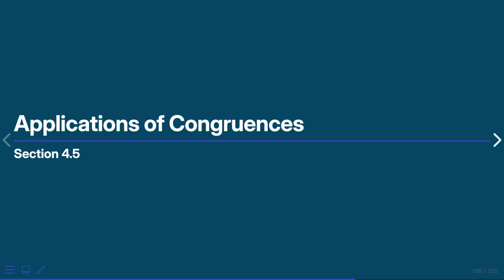Section 4.5, Applications of Congruences. Number theory is not only beautiful, it is also useful. In this section we see 3 real uses of modular arithmetic: hashing functions, pseudorandom numbers, and check digits.